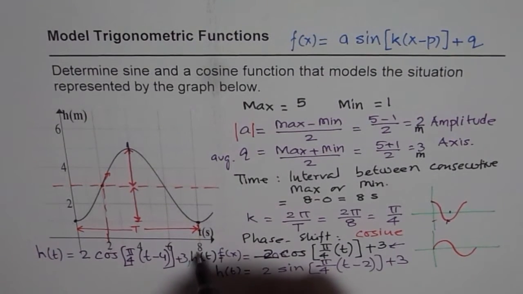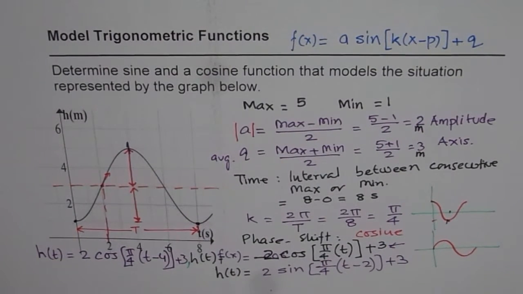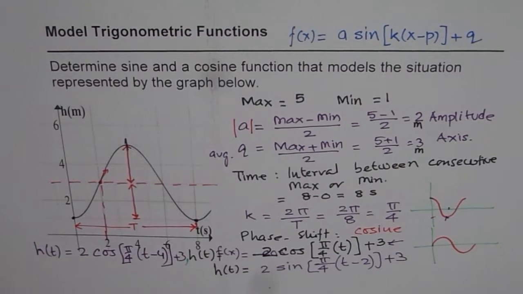Both are equal, okay? So both are cosine functions. But in any case, it is important to appreciate that we could write our equation in two different forms for the cosine function. Similarly, you can also write for the sine function, okay? I hope this example helps you to model the situation from the given graph.